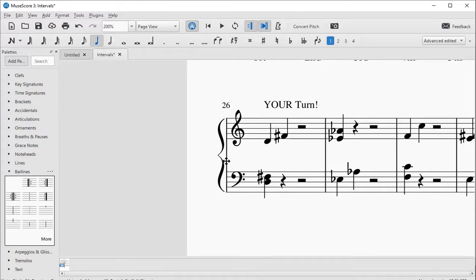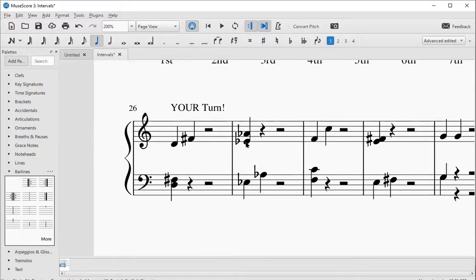Okay, you do the next one by yourself. We have E flat to A flat. Count the number in between and tell me whether it's melodic or harmonic.